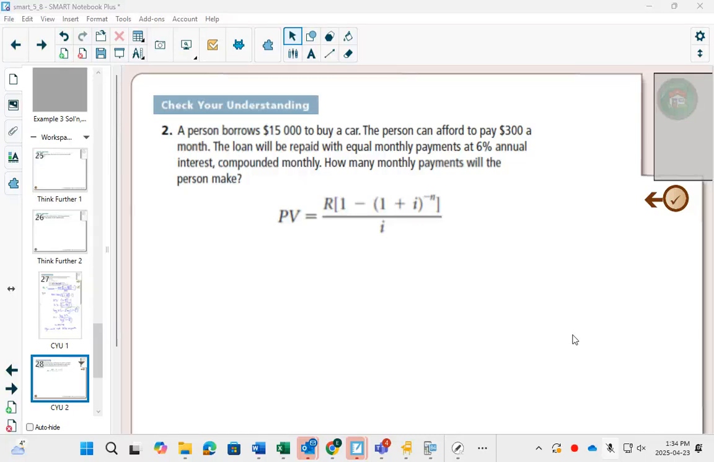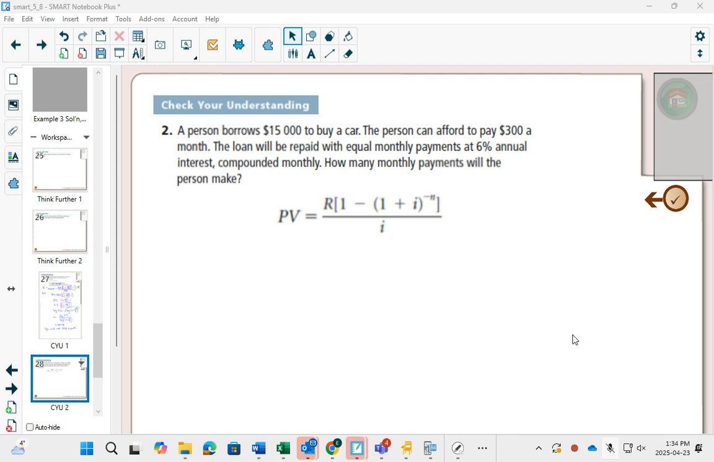Person borrows $15,000 to buy a car. This is probably the closest realistic thing that might happen to you. Some of you have probably already bought a car. Some of you are thinking about buying cars, right?